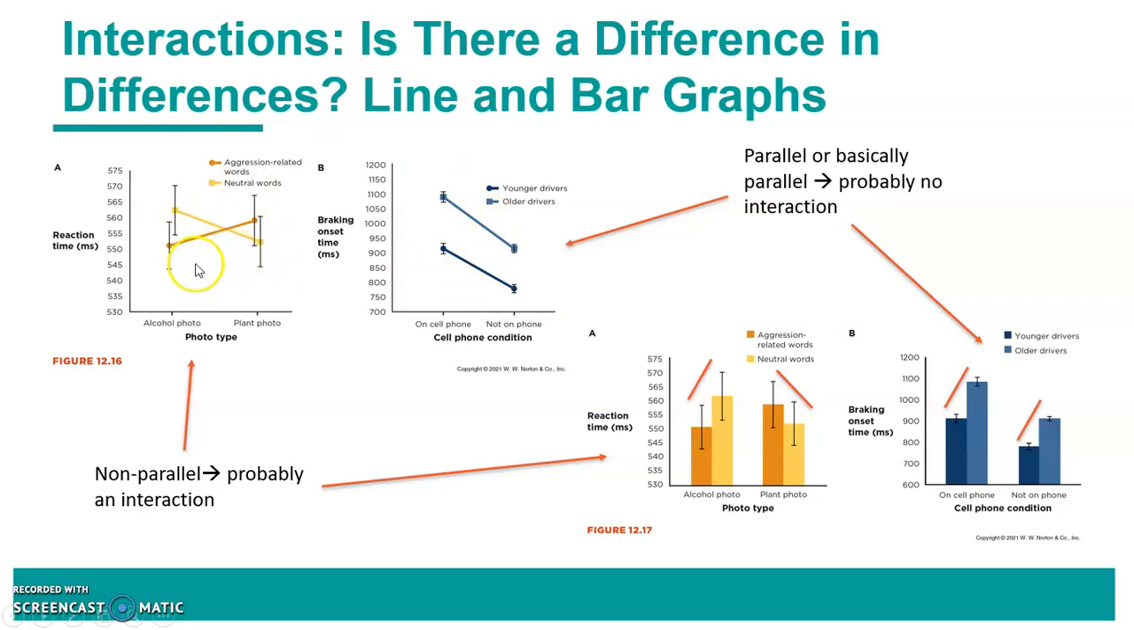And they don't necessarily have to cross. It could be you have the spreading interaction like we showed before, where one just has a much steeper slope than the other one, but they're still non-parallel. Sometimes bar graphs are used instead, but you can imagine drawing some lines here. You can see that these ones aren't parallel, whereas these ones are. So parallel, probably no interaction. Non-parallel, probably is an interaction.